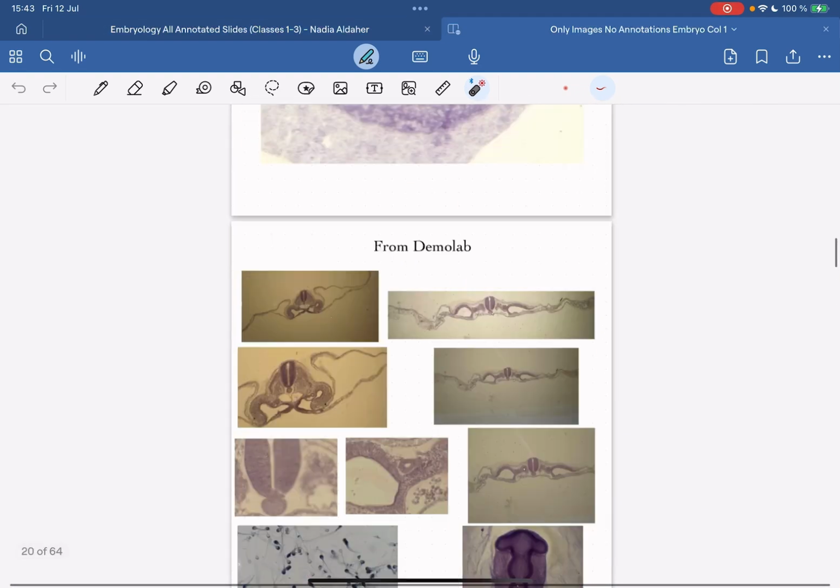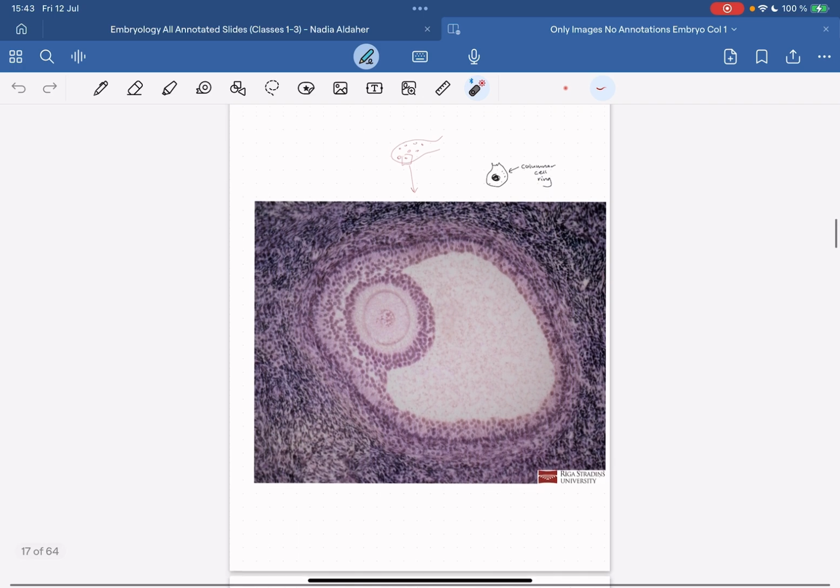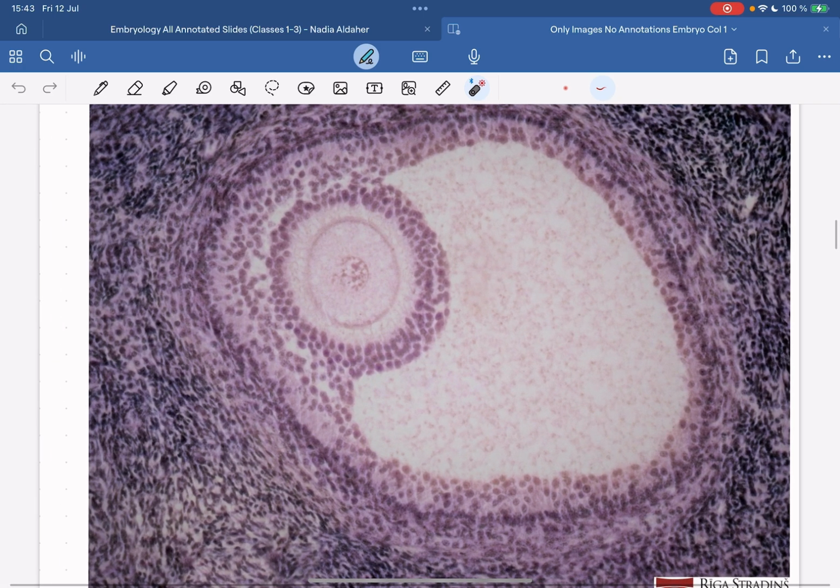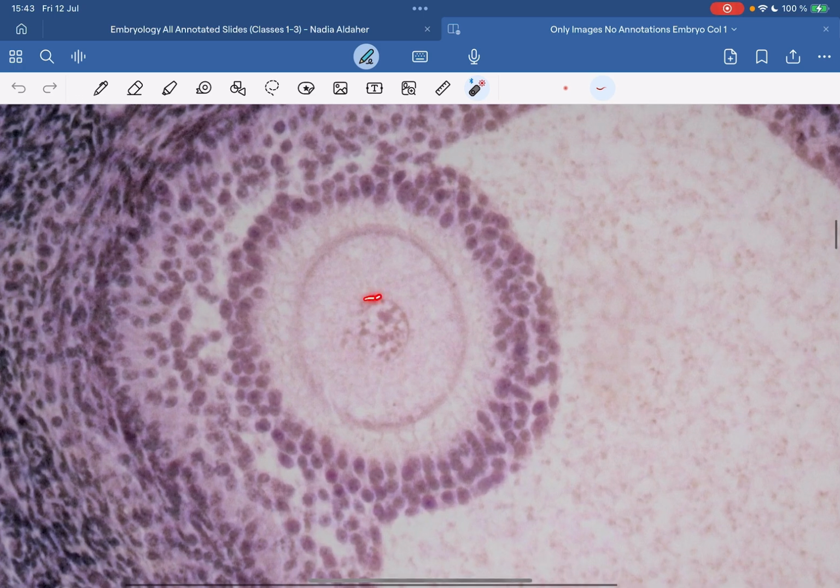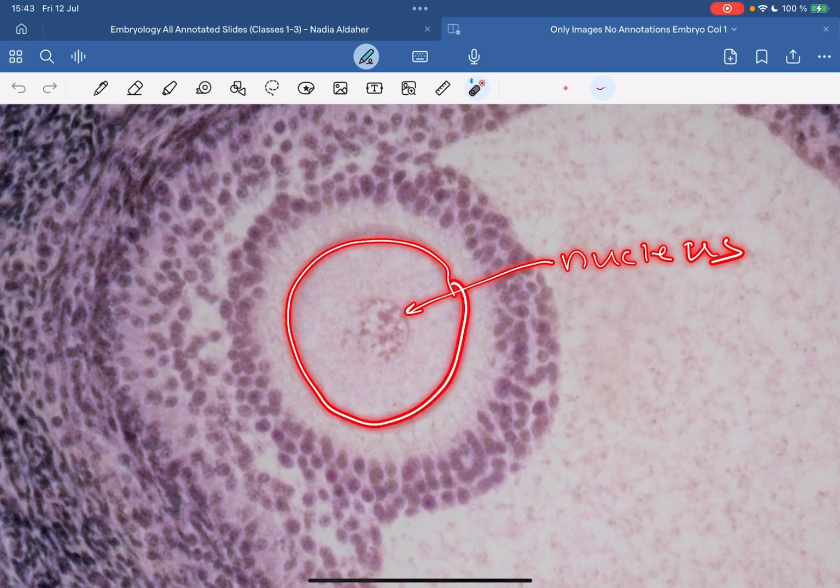So a lot of people make the mistake of figuring out what the oocyte is. So sometimes people would say that this is the oocyte, sometimes people would say that this is the oocyte, but in fact the oocyte is the egg cell with the cytoplasm, with a clear cytoplasm right around here. Now this might appear like it has a cytoplasm, but this in fact is the nucleus of the oocyte 1. Nucleus, and then this would be the oocyte 1.